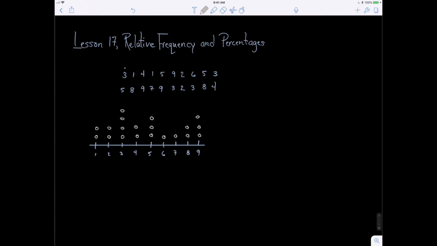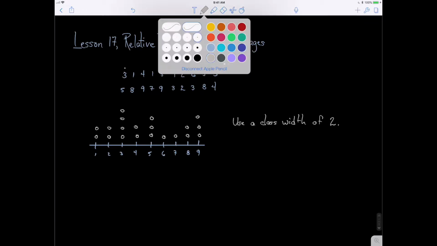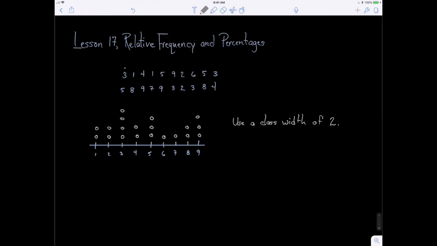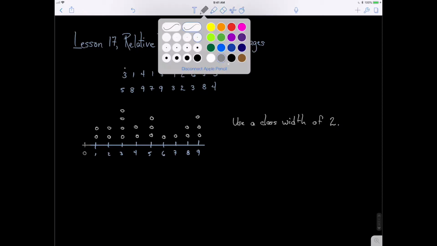And let's do this. How about a class width of 2? So we use a class width of 2, so we can just look at it and know exactly what we need to do. And so we'll proceed in that manner here. Notice I should probably extend my line out a little bit this way, and I should probably put my 0 down here. There.